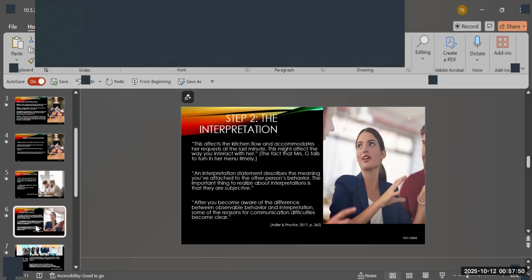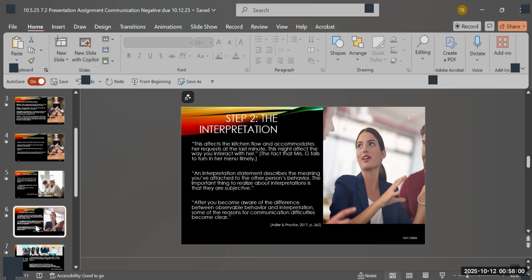Step two, the interpretation. This affects the kitchen flow and accommodates her request at the last minute. This might affect the way you interact with her. The fact that Mrs. G fails to turn in her menu on time. An interpretation statement describes the meaning you've attached to the other person's behavior. The important thing to realize about interpretations is that they are subjective. After you become aware of the difference between observable behavior and the interpretation, some of the reasons for communication difficulties become clearer.